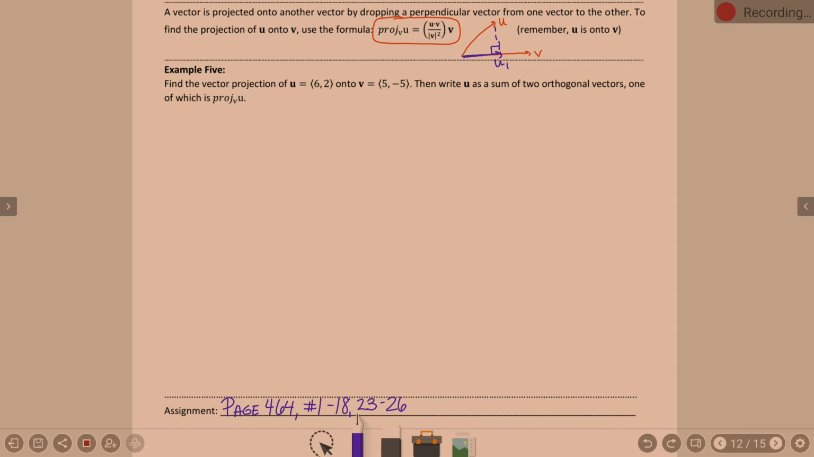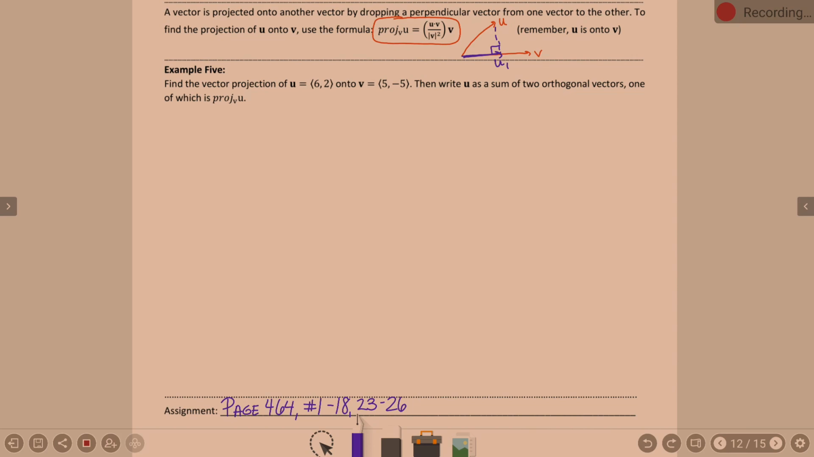Now, example 5 has us using this formula. It asks us to find the vector projection of u onto v. So that's using the formula. And then the secondary part asks us to write u as a sum of two orthogonal vectors, one of which is the projection.